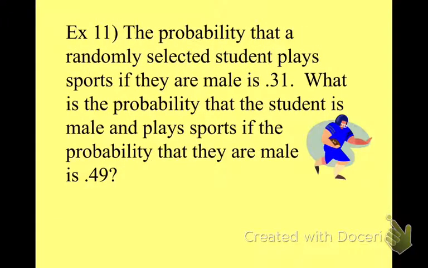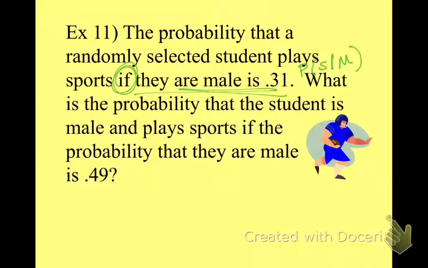Same thing. The probability that a randomly selected student plays sports if they are male is 0.31. So here's where it works. This is the conditional probability. So the probability that they play sports given they're male is 0.31.